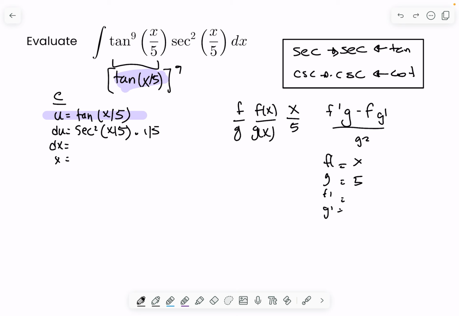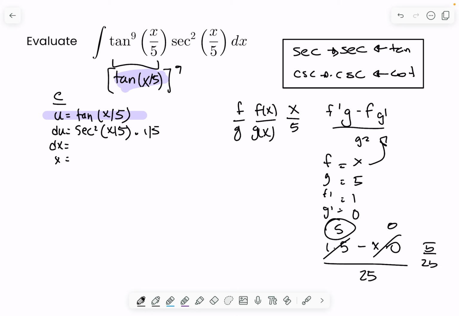So then derivative of f, so f prime, is 1. Derivative of this is just 0, it's a constant. And so then you put it all together here. So f prime, that's going to be 1 times g, which is 5, minus f, which is x, times g prime, which is 0. So this cancels out to be 0, this cancels out to be 5. And then over g squared, 5 squared, that's 25. So this is 5 over 25, which is 1 over 5. So that's the work there for you.